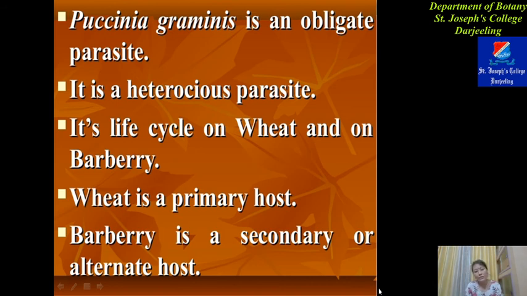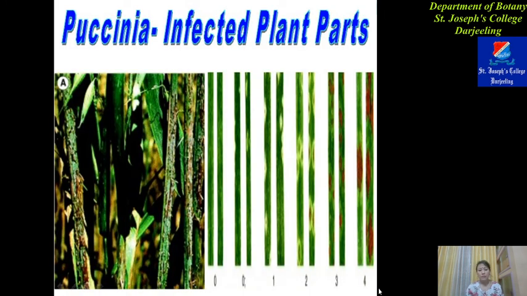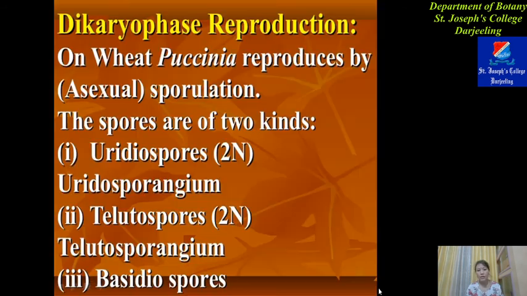It is a heteroecious parasite. It requires two different hosts to complete its life cycle. The first host, or the primary host, is wheat, and the secondary host is the Berberis or Mahonia plant, which is generally found on the hills. So the infection symptoms show like this on the wheat plant.